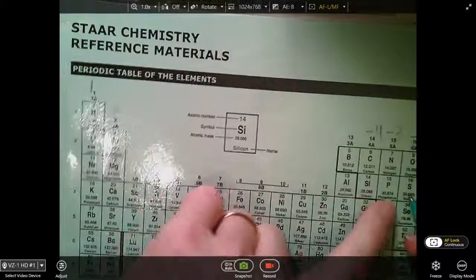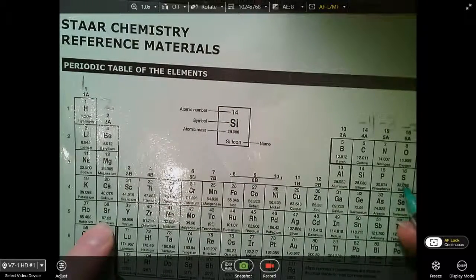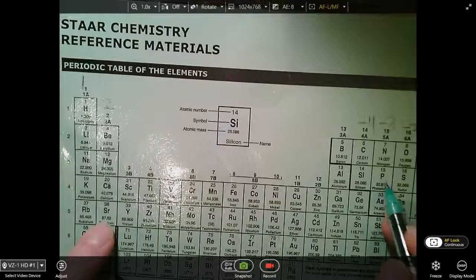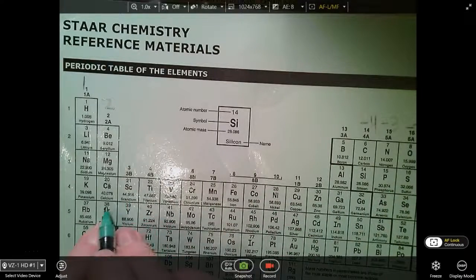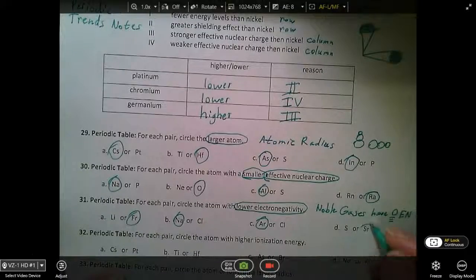Sulfur or strontium. Sulfur is here, strontium is way over here. That's a pretty big difference. The biggest difference is going that way. So which one's lower? Well, strontium is way over there. Sr has a lower electronegativity.